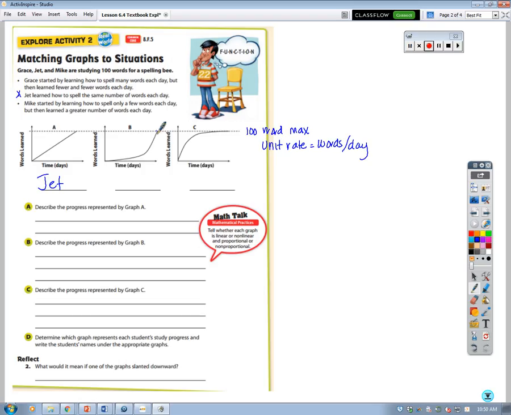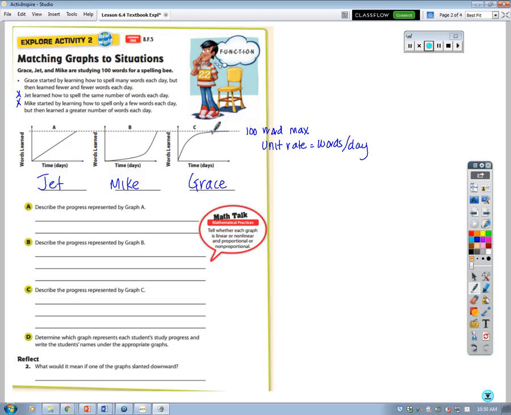So let's go ahead and look at Grace. She started by learning how to spell many words, so that's the opposite. So Mike started by learning how to only spell a few words, then learned a greater number. So this would be Mike, because he started by learning a few and then learned many. Which means this one, by process of elimination, is Grace, because she started by learning how to spell many words and then learned fewer and fewer each day.